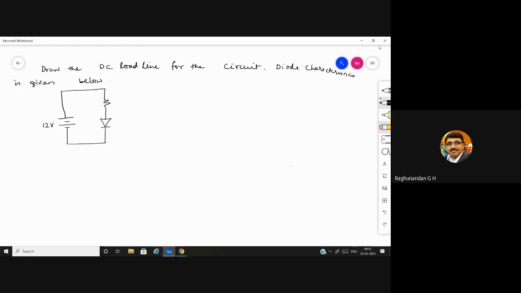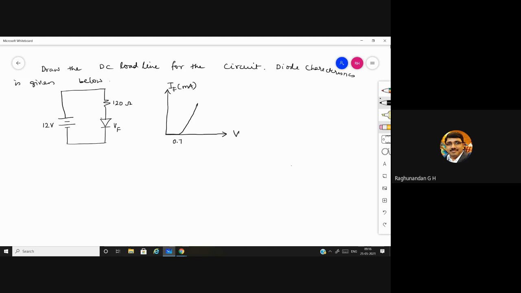Let me take, instead of 10 volt, I'll give 12 volt. And this has 120 ohm. This is the diode's forward voltage. And they have given the diode characteristics. Diode characteristics means they are giving the VI characteristics. So it is like this, 0.7.